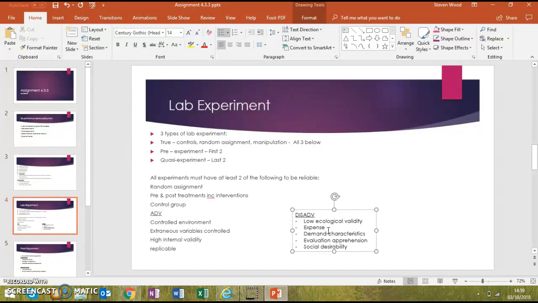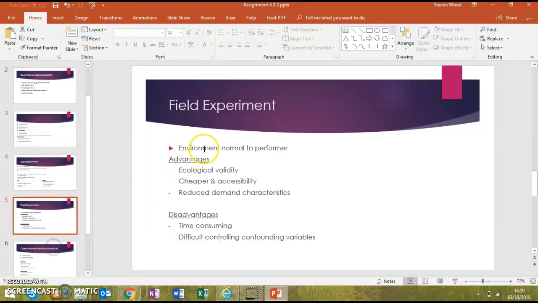And there's also another disadvantage, social desirability, which is where the participant again might act differently when they're being tested upon to please more socially. Next, we look at field experiments. It's an environment more normal to the performer.